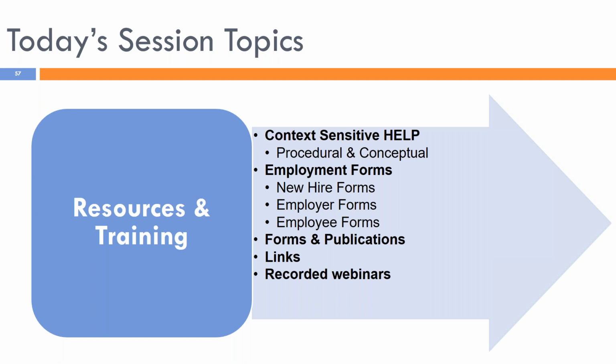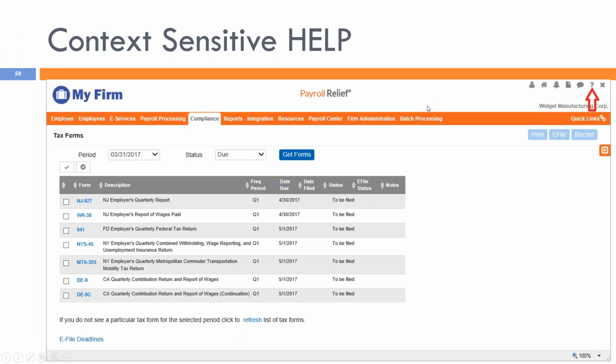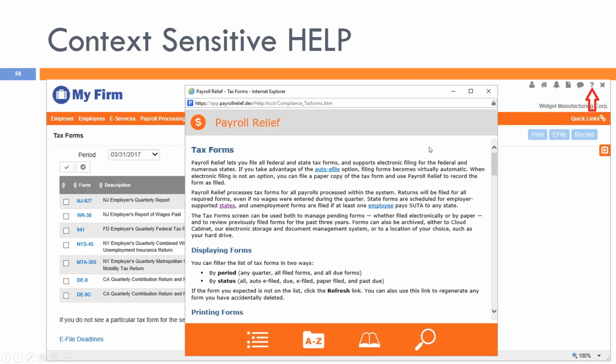Resources and training. We're going to content sensitive help, employment forms, forms and publication, links, and recorded webinars. Okay, so content sensitive help. This is one of my favorite things about Payroll Relief: no matter what screen you are on in Payroll Relief, if you click the question mark up here, you are going to get help specific for that screen that you are on.